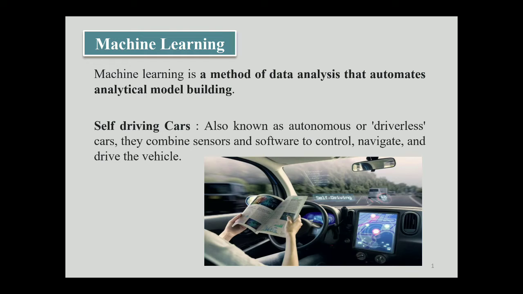So, what is meant by self-driving cars? They are cars or trucks in which human drivers are never required to take control to safely operate the vehicle, which means there is no driver. They are also known as autonomous or driverless cars. They combine sensors and software to control, navigate, and drive the vehicle.